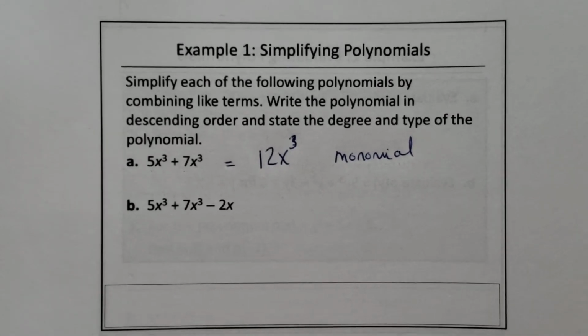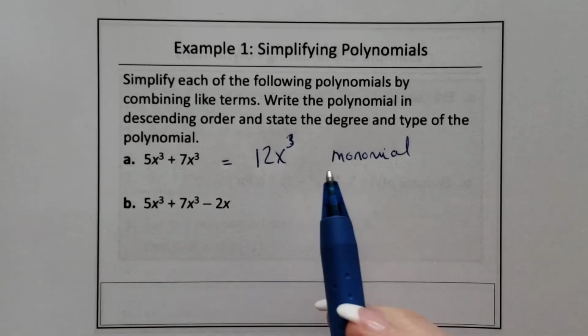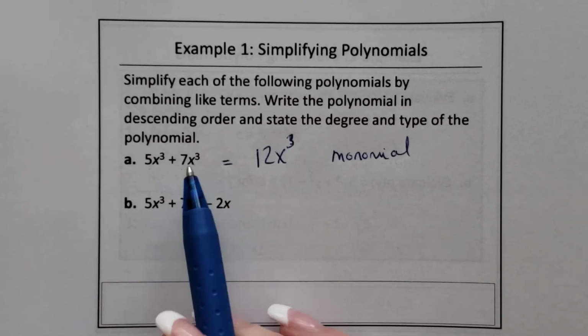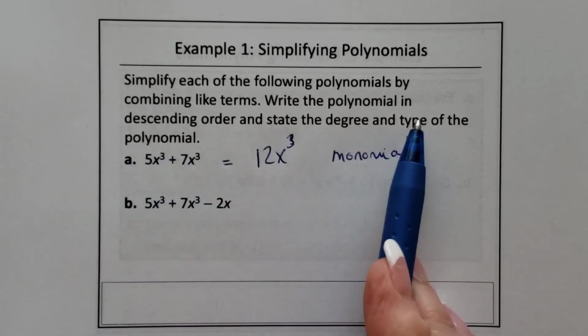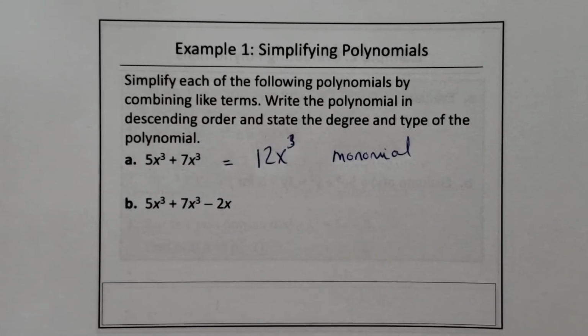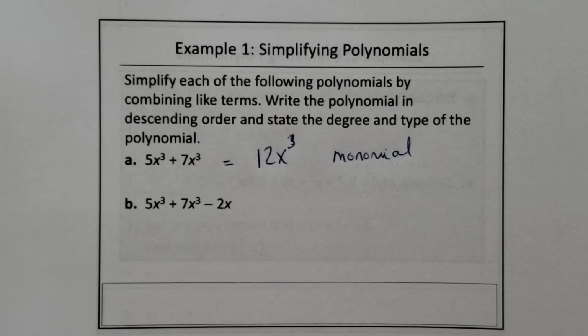And it says to state the degree. The degree is 3 because that is the exponent. And we said what type is it? It is a monomial because it's only one term, because you could combine those two terms to make one term.